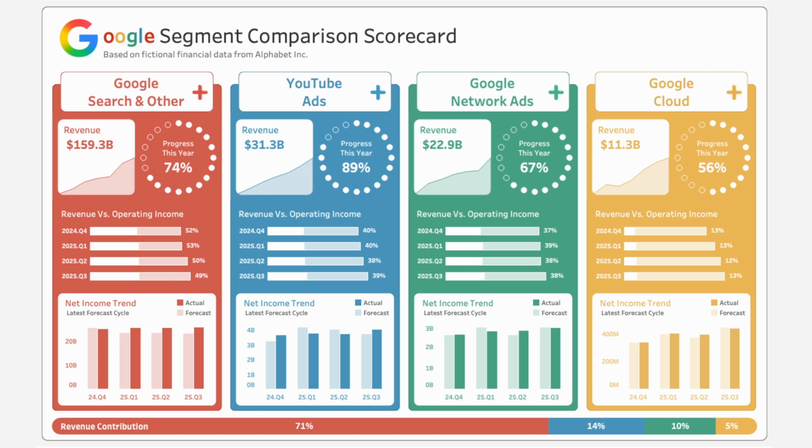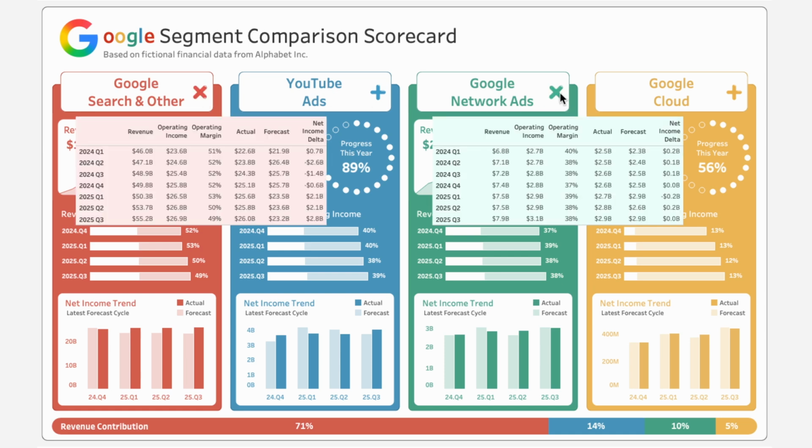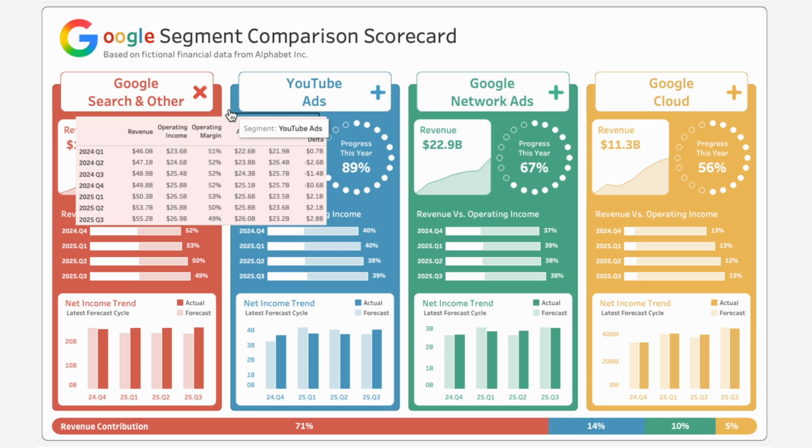The goal was to clearly compare business segments without overwhelming the layout, so keeping everything informative and easy to navigate. I focused on key financial metrics that work well for side-by-side comparisons. And with the expandable details sections for each segment, users can take a deep dive into what they need without cluttering the main view.